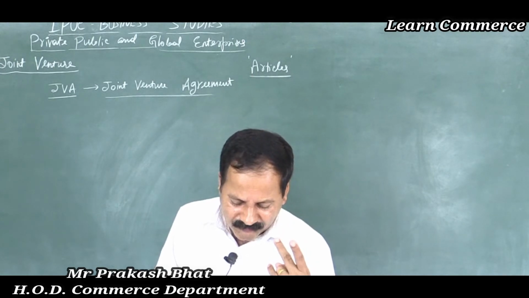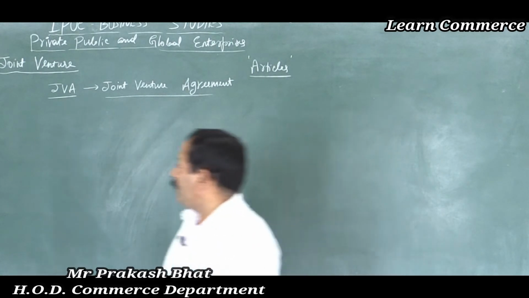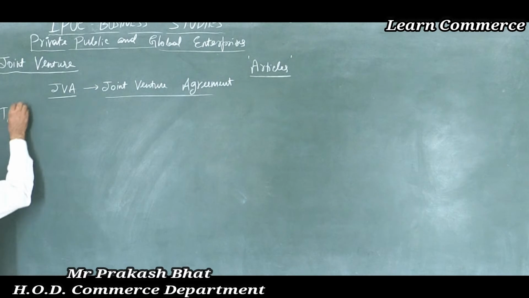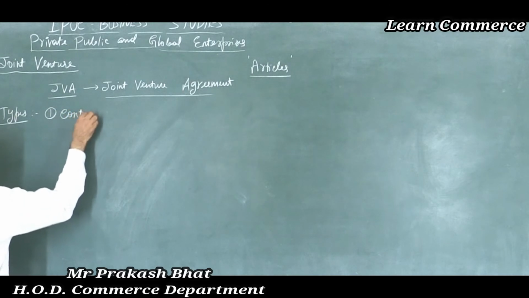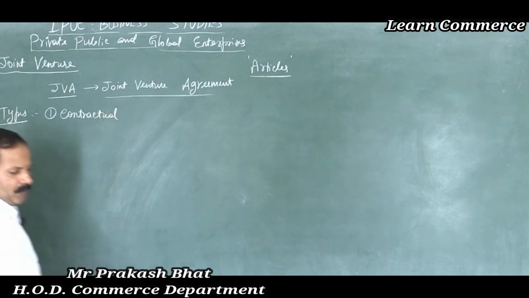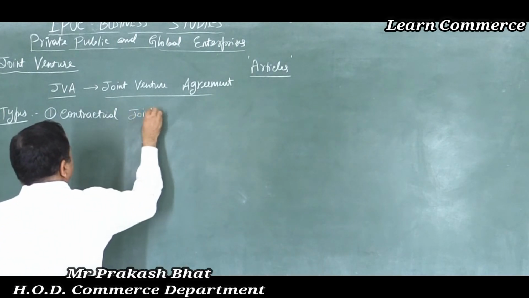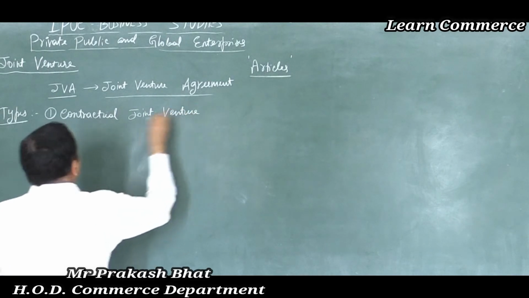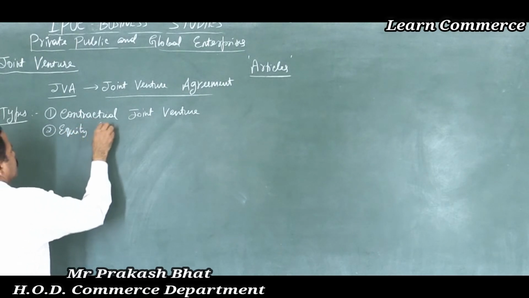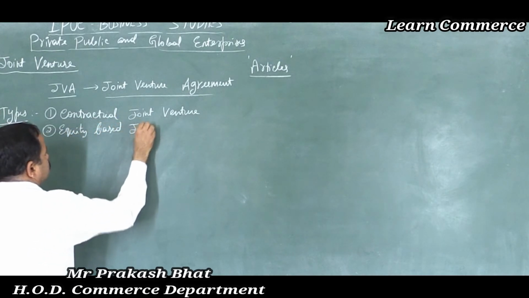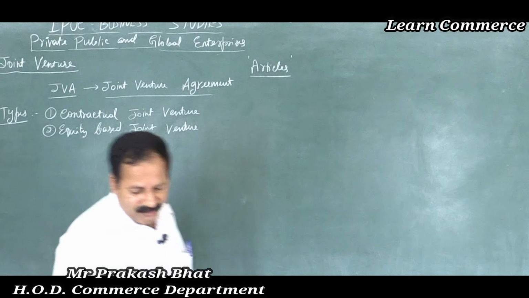There are two types of joint venture. One is contractual joint venture, the second one is equity based joint venture. So types of joint venture, if you ask, there are two types. The first one is contractual joint venture, isn't it? And the second one is equity based joint venture, right?